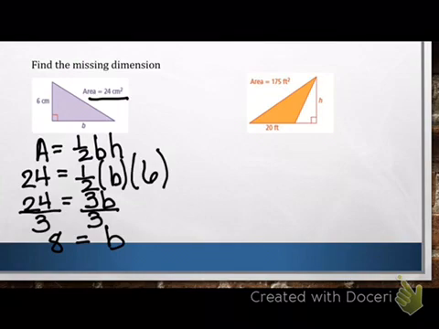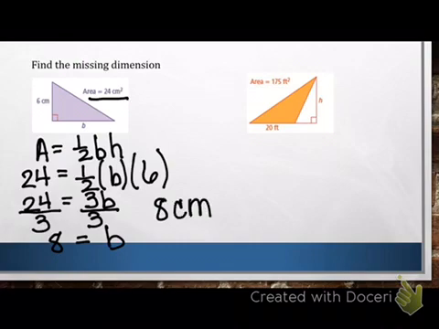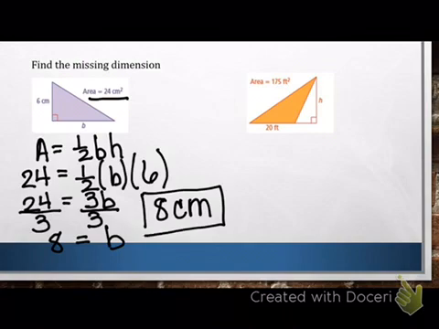Now, will 8 be in square units? No, it will not. It will be in units, and they're using centimeters, but it will not be squared because only the area is squared. So no square units for a missing dimension.